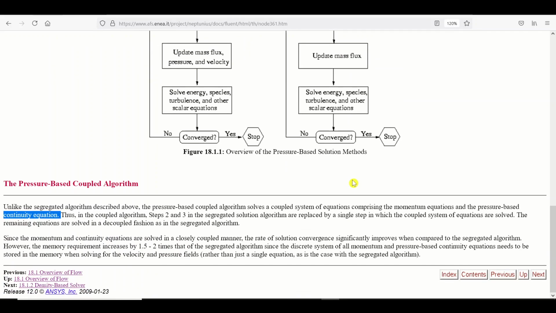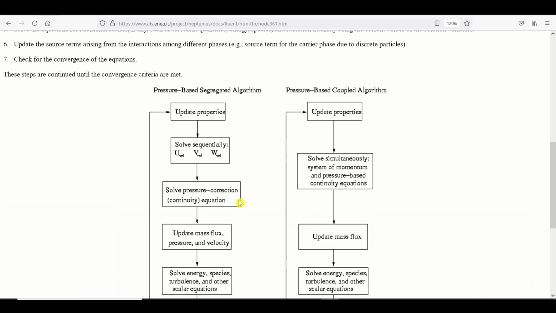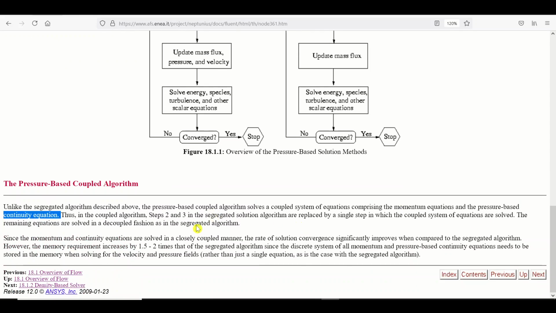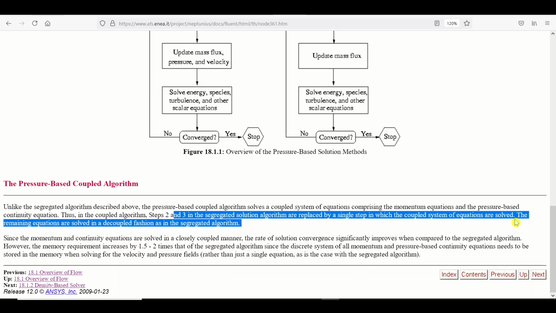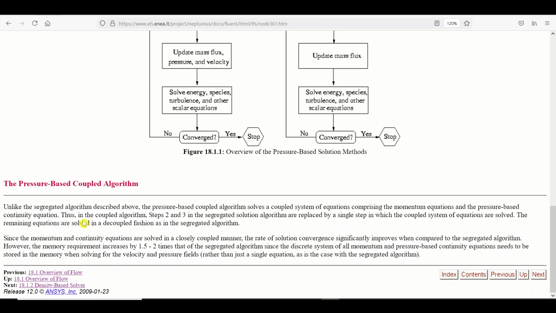All right. Thus, in the coupled algorithm, steps 2 and 3 in the segregated solution algorithm are replaced by a single step. So these two steps that we have, this one and this equation, are replaced with a single step because we are combining them and solving them together in a coupled manner. All right. Now what is the next point? We already discussed this. The remaining equations are solved in a decoupled fashion as in the segregated algorithm.